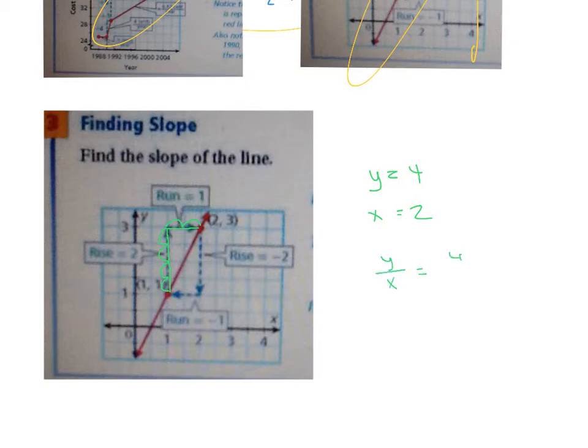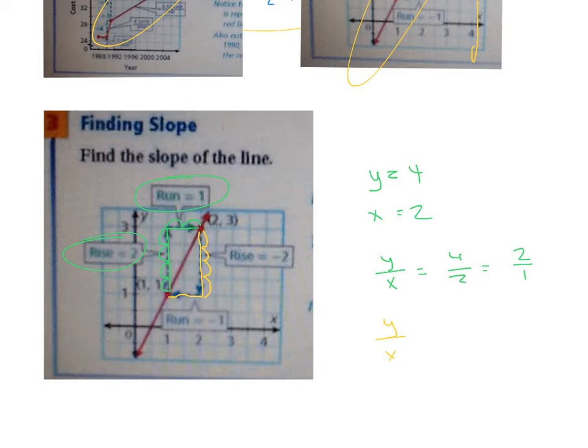And we have 4 over 2, which goes over to 2 over 1. So that's where they got the run as 1 and the rise as 2, is because they had already simplified it. Okay? And this is the same thing. You could use the bottom half, or you could use the bottom triangle here, and you have 1, 2, 3, 4.